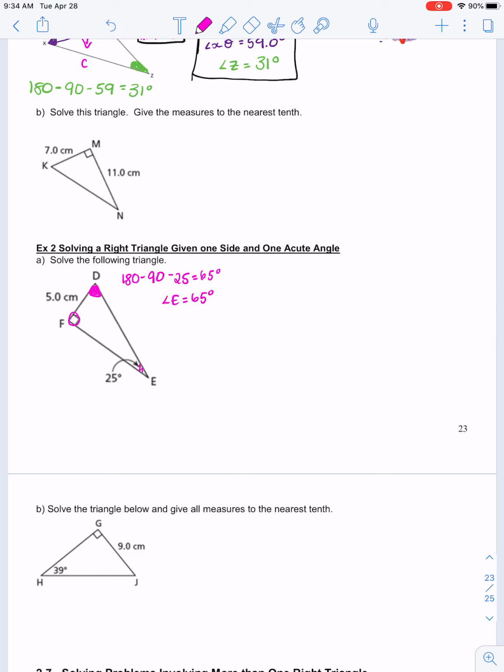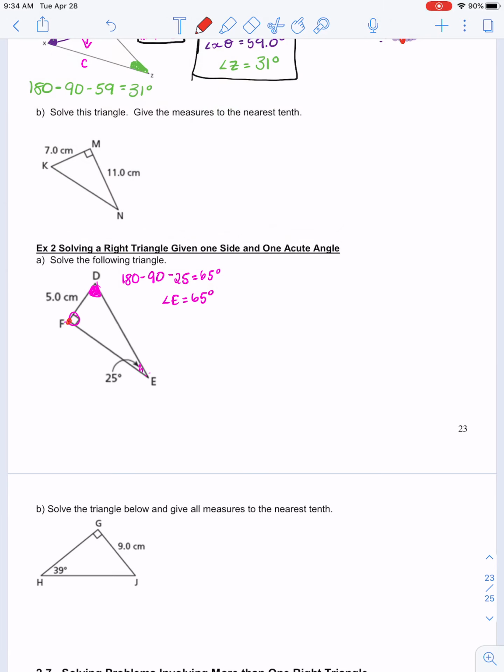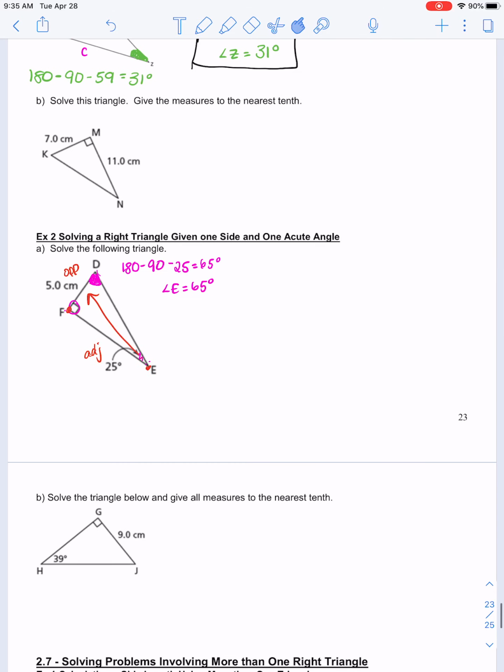All right, now I want to find my side lengths. So I need side length F to E and D to E. I'm going to use a different color here, and we're going to go F to E. So let's find this side here. I'm given this angle, so I'm going to use that angle. Across from that angle is my opposite side. Beside that angle is my adjacent side. If I go back up to my trigonometric ratios and check which one uses opposite and adjacent, that is tan. So I'm going to use tan to find this F to E side.